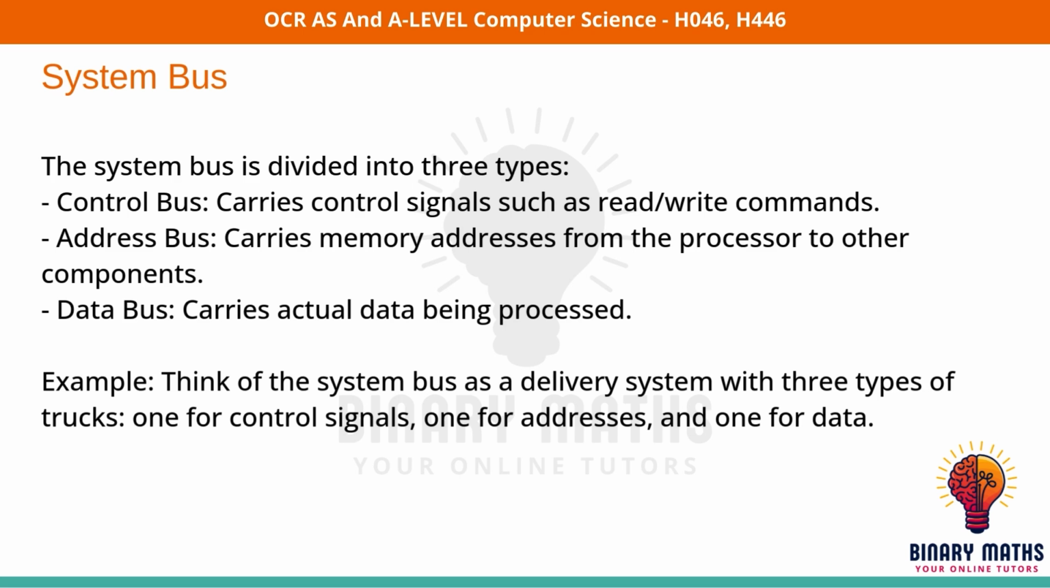The control bus is responsible for carrying signals that control the operations of the computer. For example, it might carry a signal to read data from memory or to write data to memory. The address bus carries the addresses of where data needs to be sent or retrieved from. This is like a delivery truck knowing the exact address where a package needs to be delivered. The data bus carries the actual data being processed, similar to the contents of the package being delivered.